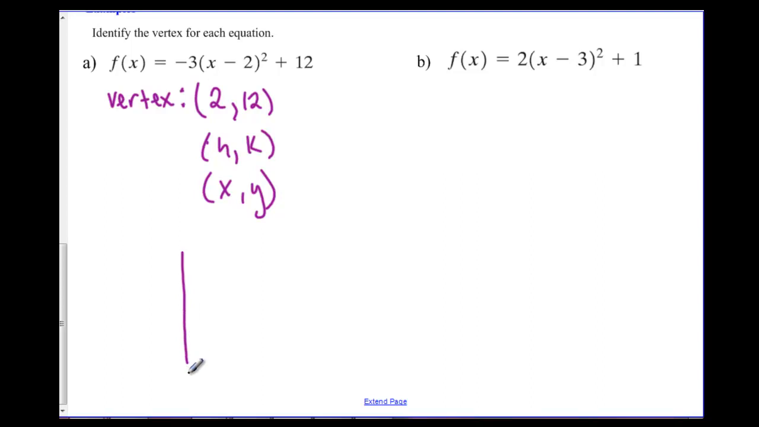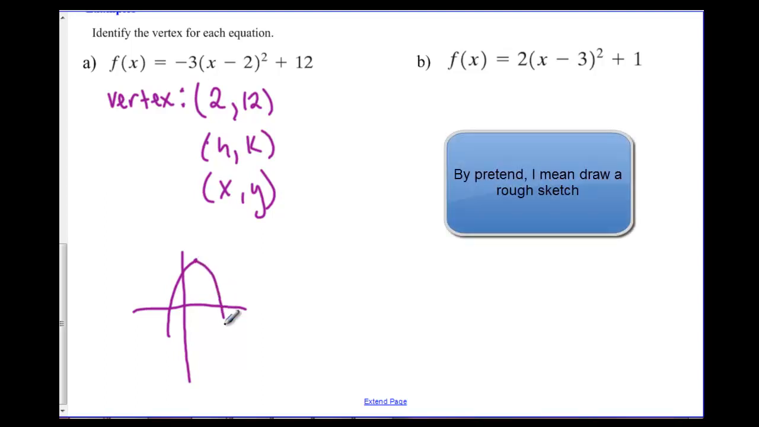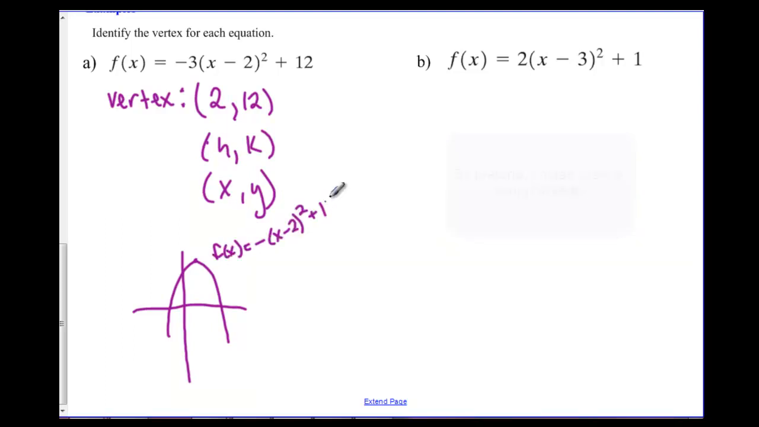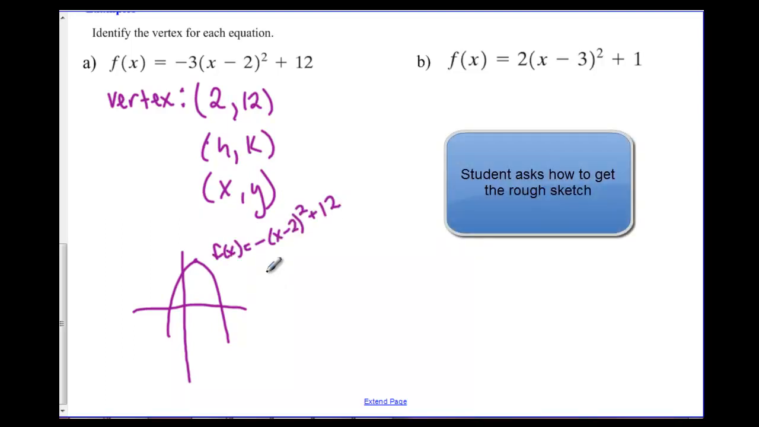And I'm going to do a super rough sketch. So over 2, up 12. It's going to open down. I know that because I have a negative in front. And then as far as this 3, that is going to make it steeper. So if we had our standard, we're going to pretend that this is our standard parabola.